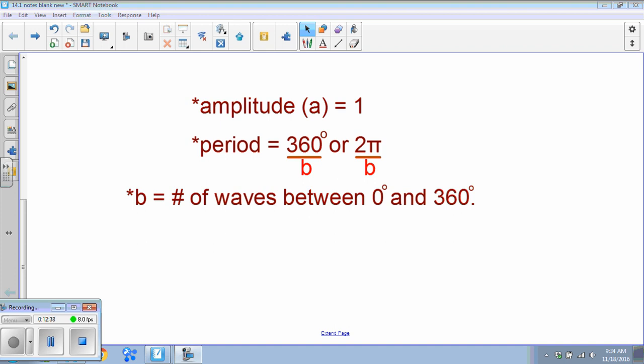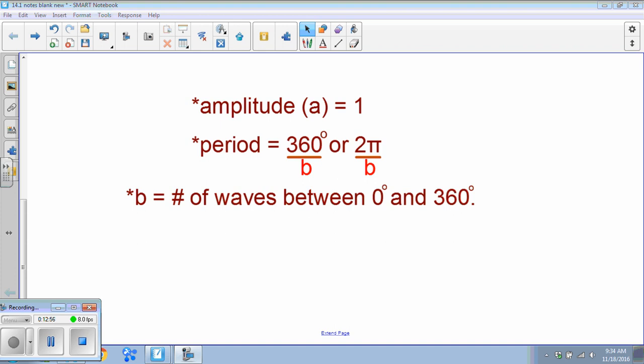But on your homework, I'm going to specify graph 1 cycle. So you're just going to graph 1 cycle. So you have to just figure out where 1 wave ends, and you'll stop there. Graph just 1 complete wave.